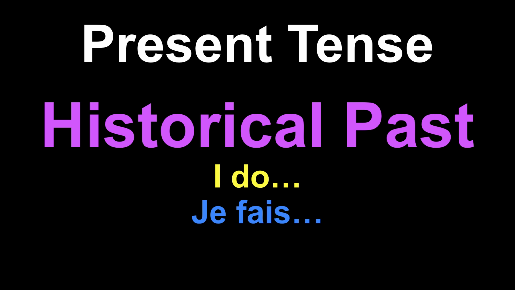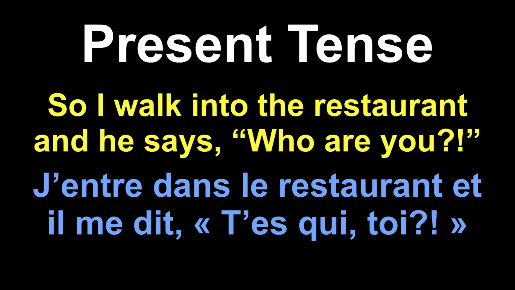Also, the present simple, I do in English, and the French present tense, je fais, can be used to talk about the past when we want to relay a story or a historical event. We call this the historical past. So, for example, someone talking about something that happened to them yesterday, especially in a casual environment, might say, "So I walk into the restaurant and he says, 'Who are you?'" J'entre dans le restaurant et il me dit, "T'es qui toi?"